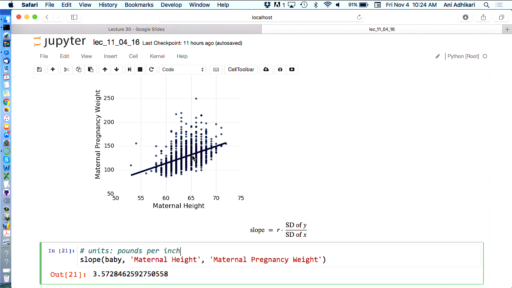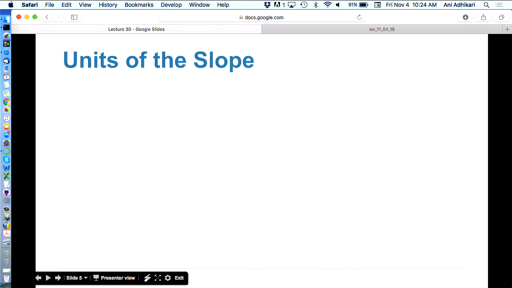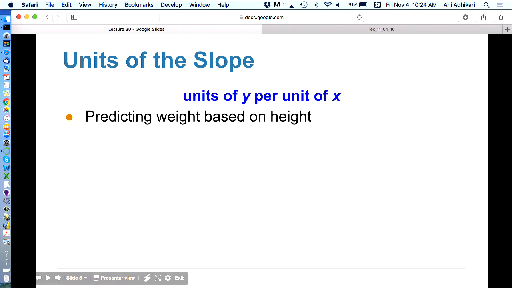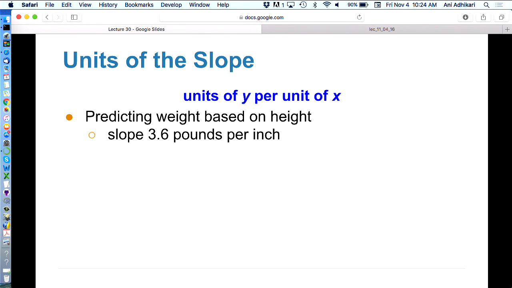One group of women say has height 65 inches and the other group has height 66 inches, and you look at their average weight, then the second group you will predict is a little bit heavier because your line's going up. How much? About 3.6 pounds. That is what the slope does. And so you can use that in a number of ways. Okay, so in general, it's units of y per unit of x. And so we've been predicting weight based on heights. Our slope is 3.6 pounds per inch.